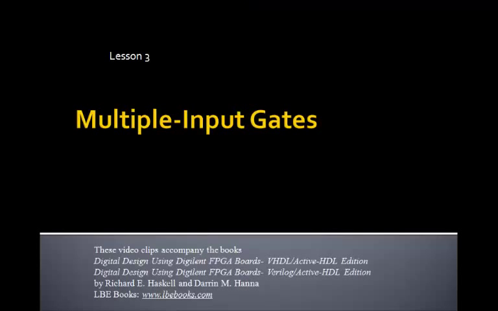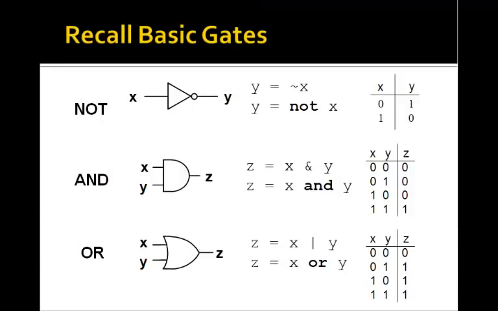This is lesson 3 on multiple input gates. Let's recall the basic gates that we talked about in lessons 1 and 2. Remember, this is the NOT gate, the AND gate, where the output's 1 only if both inputs are 1, and the OR gate, in which the output is 0 only if both inputs are 0.